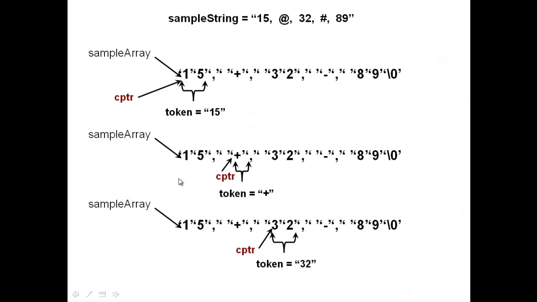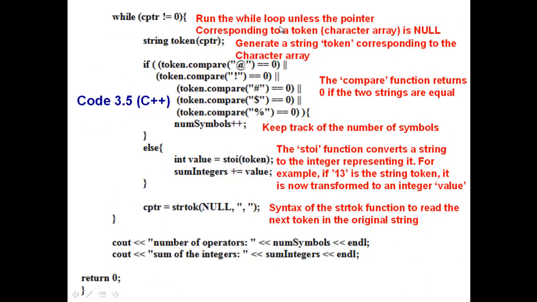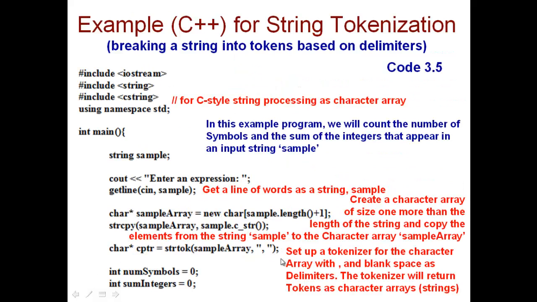If we have not reached null, like in this case it will be this @ symbol, then we can extract the next symbol, and in that case the number of symbols will be incremented, and we keep doing that until CPTR is null. At that time you come out of the while loop and print the number of symbols or operators, whatever you want to call them, and the sum of the integers. This code is available as number 3.5 in the zip file I posted in Canvas, so you can download and play with this code and try different things you want.